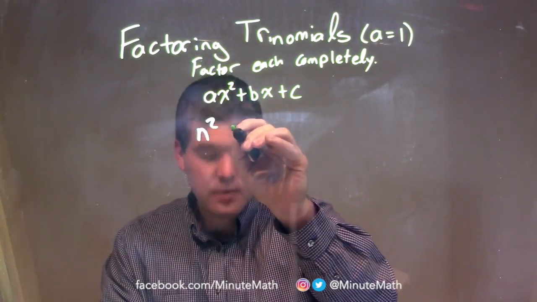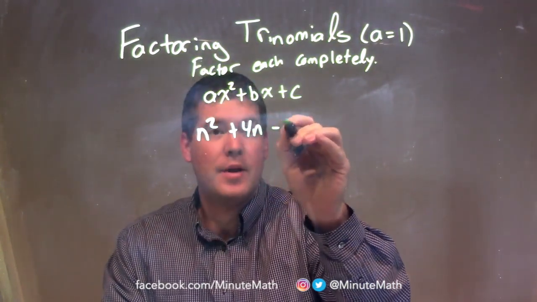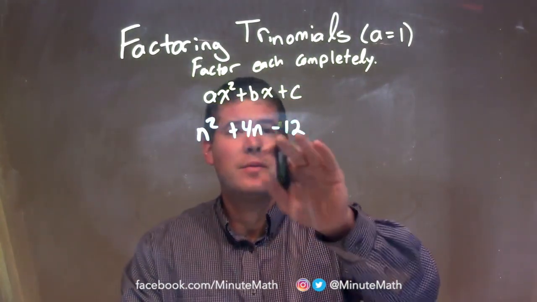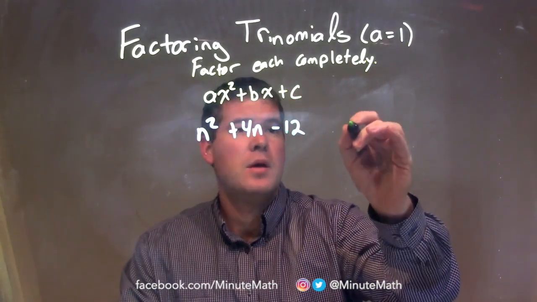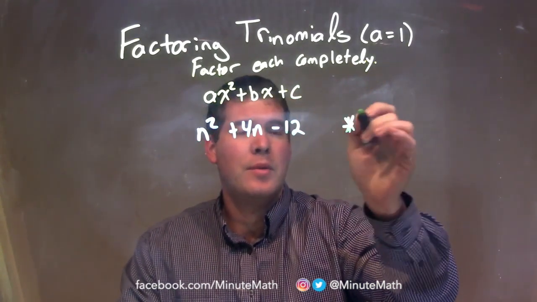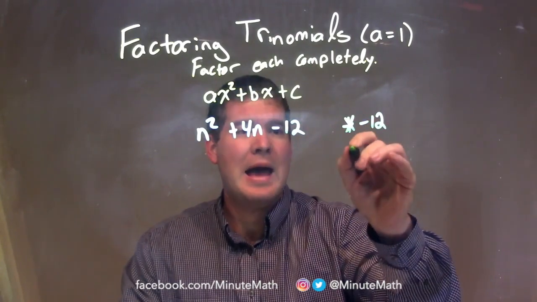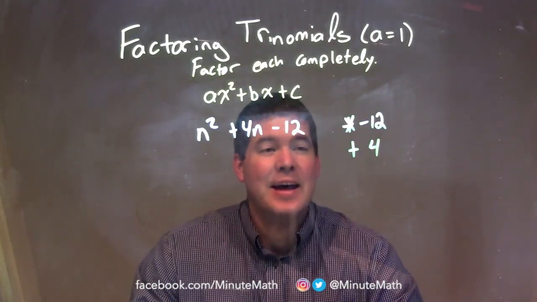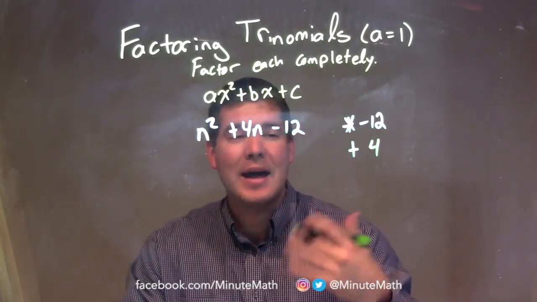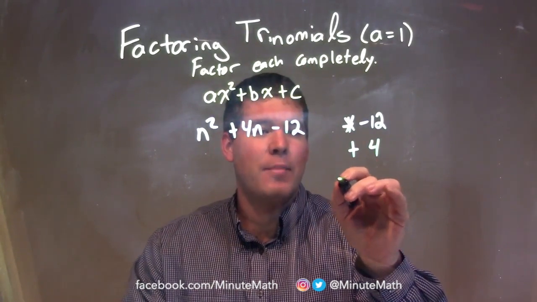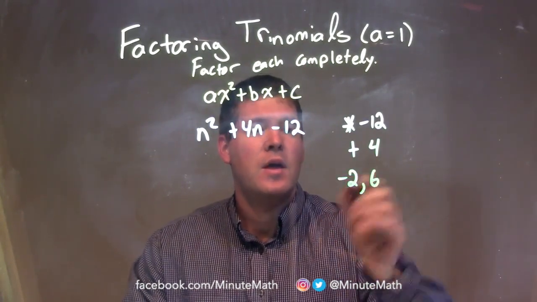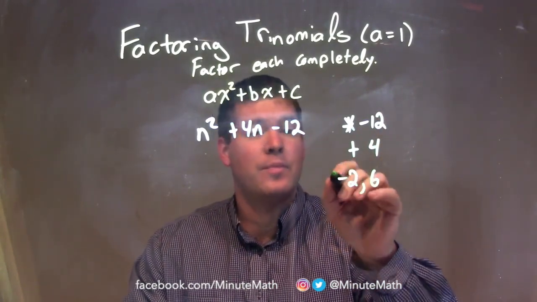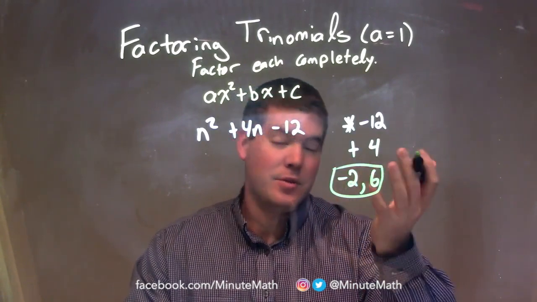n squared plus 4n minus 12. Okay. Well, what I want to do here is look at this and say, since our a value is equal to 1, I'm going to ask what two numbers multiply to be my c, negative 12, but also add to be my b value, which is 4. The way I see it here is a negative 2 and a positive 6. Negative 2 times 6 is a negative 12, but when I add them together, I get a positive 4.